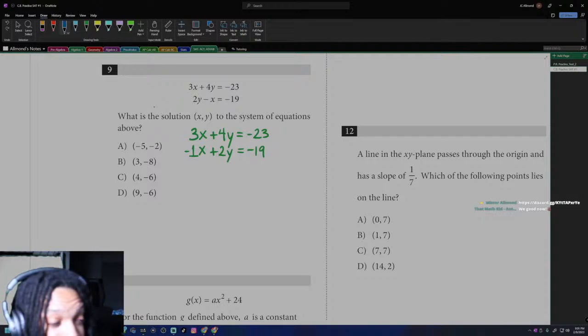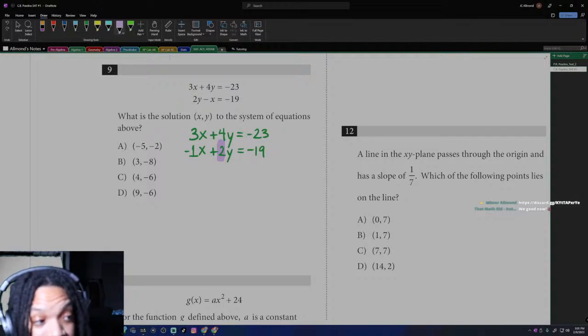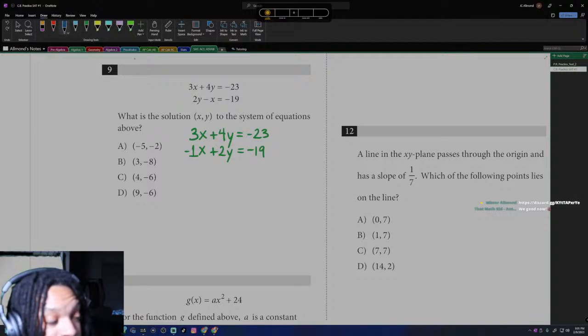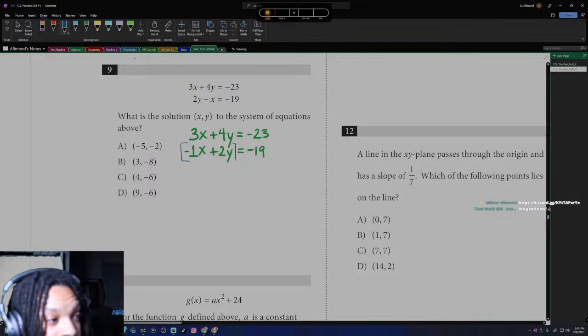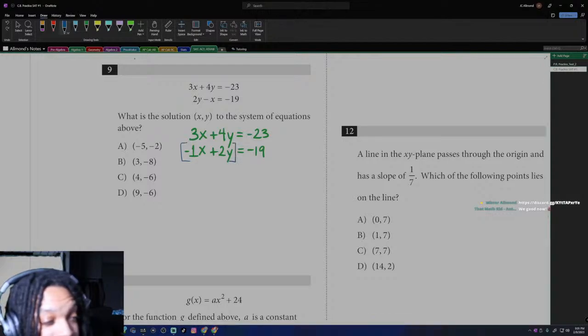So for these to cancel out, the 2 from my 2y would cancel out if that 2 was a negative 4, because 4y and negative 4y would cancel out. So if I want this to become a negative 4, I can't just change it. I've got to multiply everything by negative 2, because once I distribute that, negative 2 times 2 will give me negative 4.